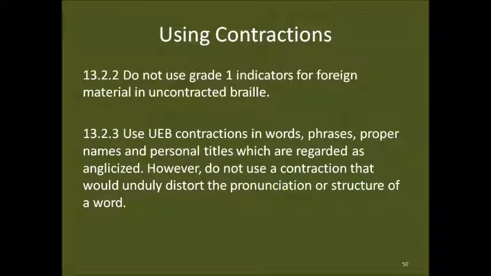Do not use grade 1 indicators for foreign material in uncontracted Braille. Use UEB contractions in words, phrases, proper names, and personal titles which are regarded as anglicized, like Monsieur or Madame, or something that would use a contraction. However, do not use a contraction that would unduly distort the pronunciation or structure of a word. That's pretty subjective, but for the most part, we would use the contractions.